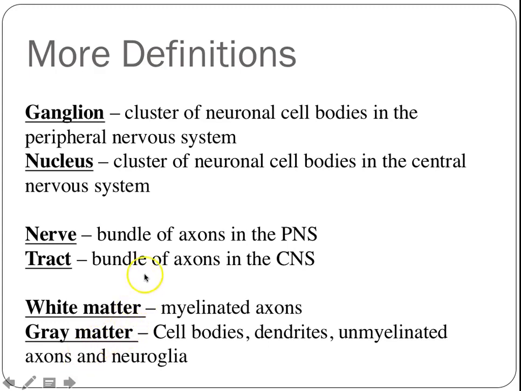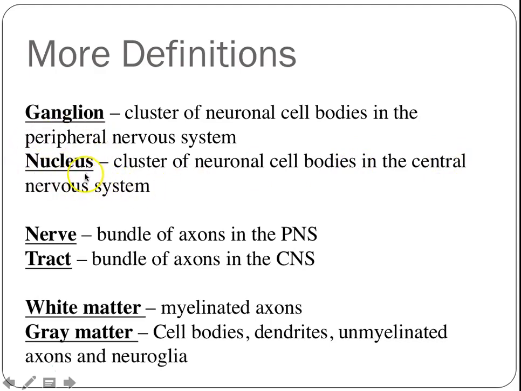All right, just a few more definitions, and then we'll conclude this video. So what we're going to find is that depending on where you are, whether you're in the central nervous system versus the peripheral nervous system, the same things will get called different things. And the terms in this case are not interchangeable. So a ganglion is a cluster of neuron cell bodies in the peripheral nervous system. That same thing, the cluster of neuronal cell bodies, in the central nervous system, we call that a nucleus.